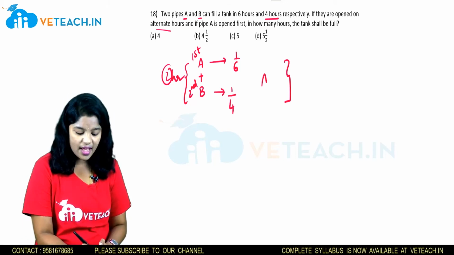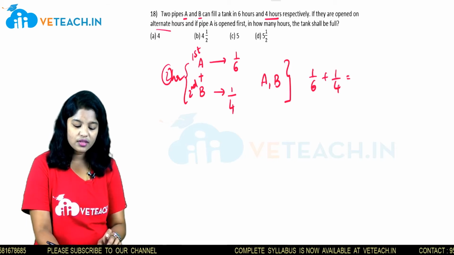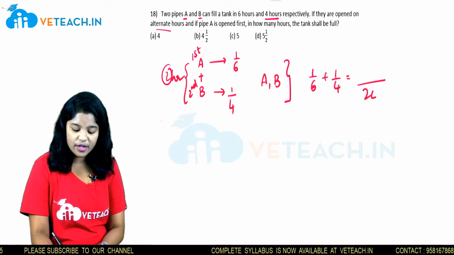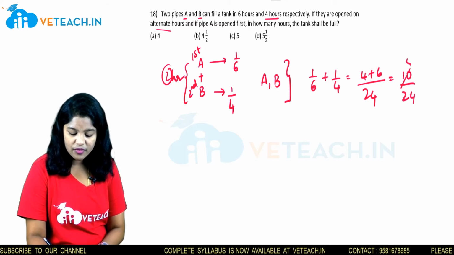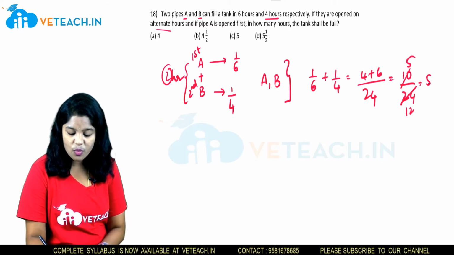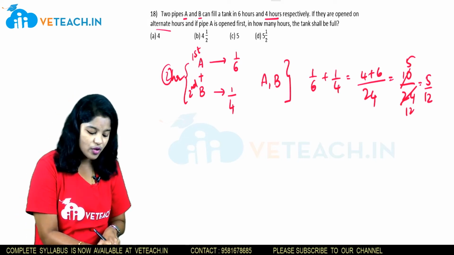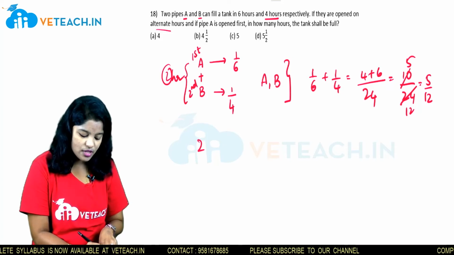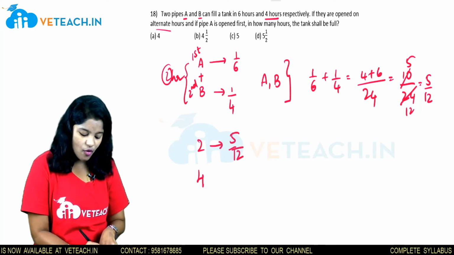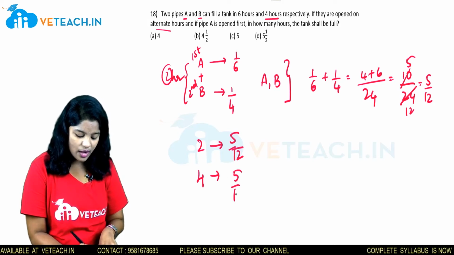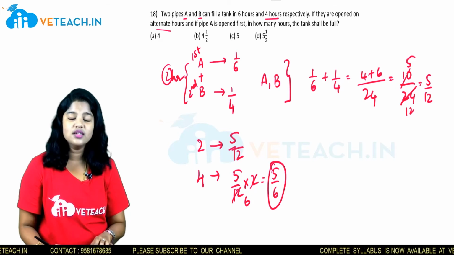So A and B together can fill 1/6 plus 1/4 part of the tank, that is 2 plus 3 over 12, which is 5/12. So both A and B can fill 5/12 part of the tank in 2 hours because they are working alternately. So in 2 hours it can fill 5/12 part of the work. So in 4 hours, simply 5/12 into 2, they can fill 5/6 part of the tank.